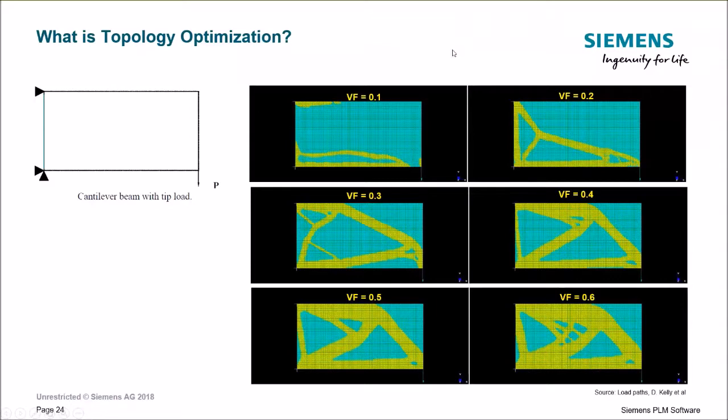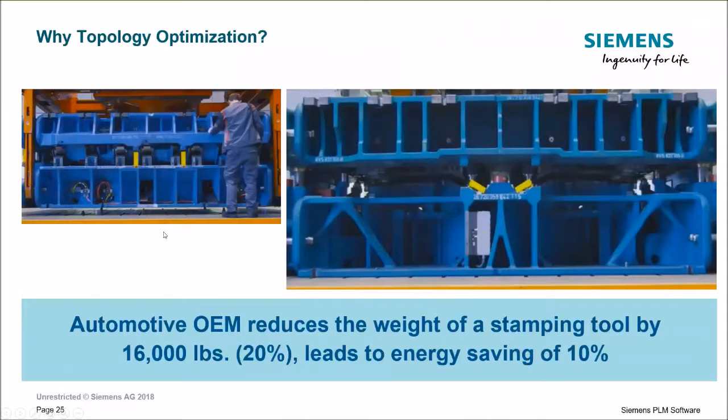Here you see different results depending on the fraction of volume that was going to be kept in this problem. The objective of the problem was to increase the stiffness of this cantilever beam while reducing the volume to 10%, 20%, 30%, 40%, 60%, and so on. And depending on the conditions, you will have different shapes out of it.